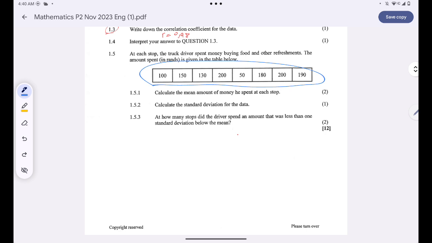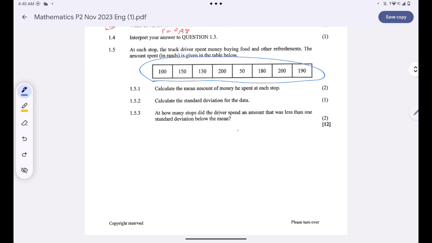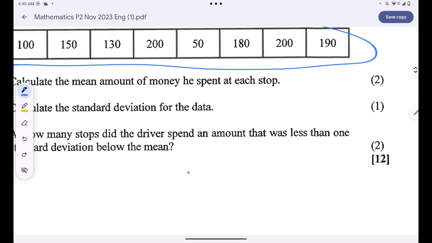How can you do so? Mode setup 2, and then now we press 1 because we only have one variable, right? So just press 100 equal, 150 equal, 130 equal, 200 equal, 50, then 180, 200, and 190. Then we'll press AC.